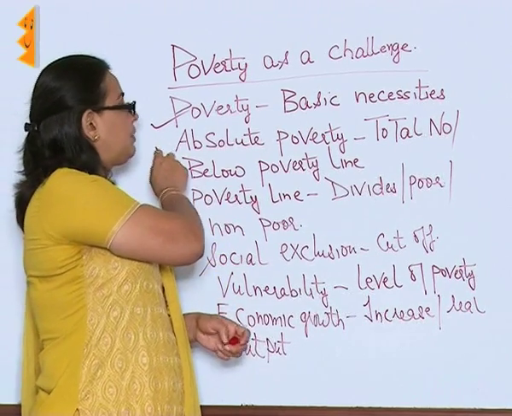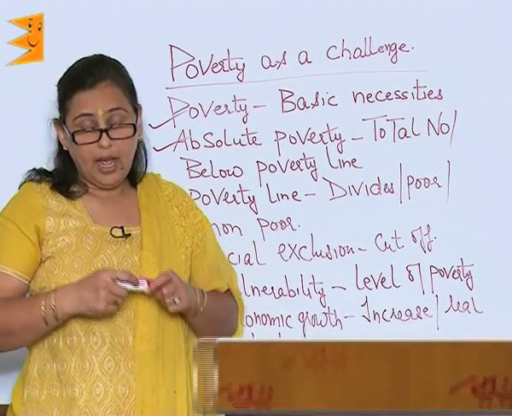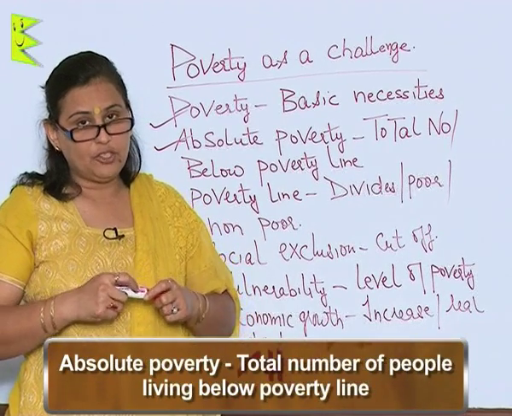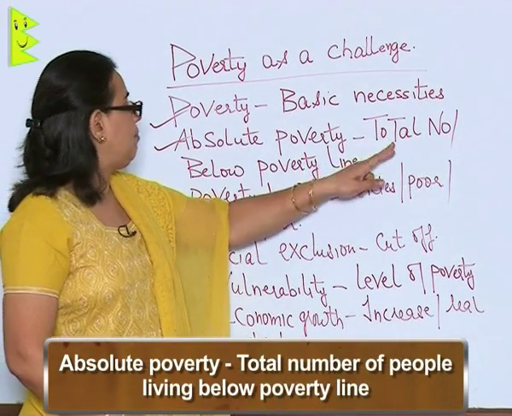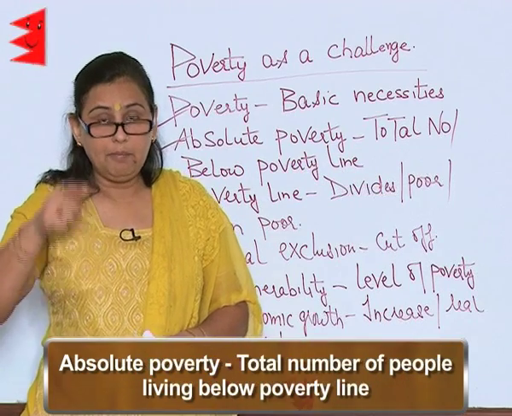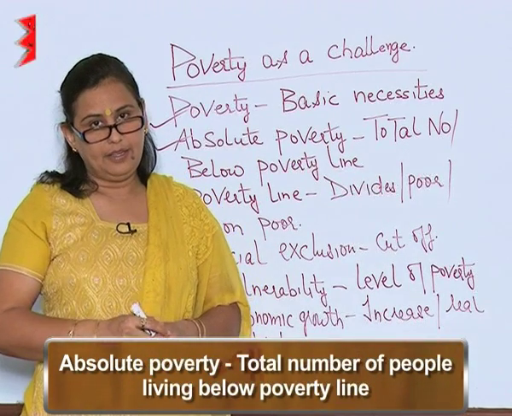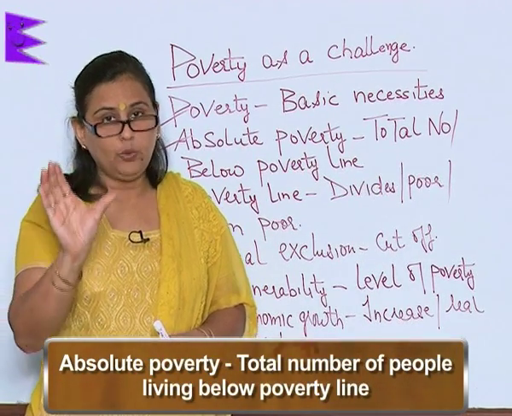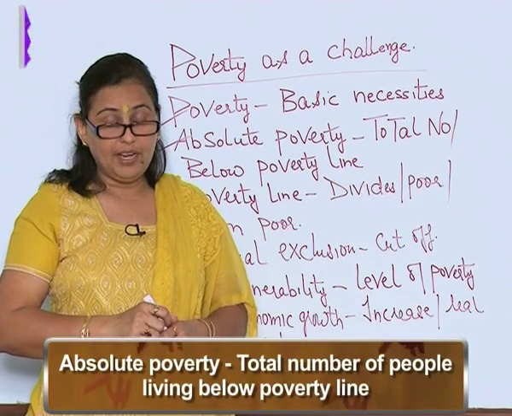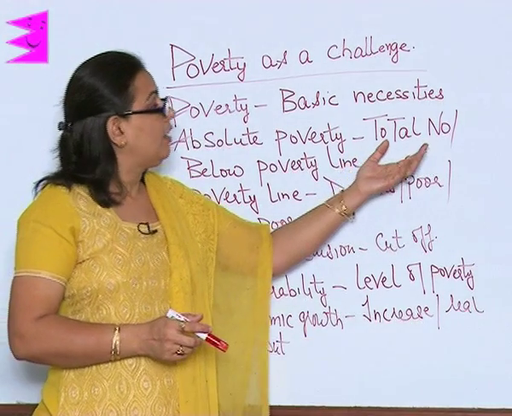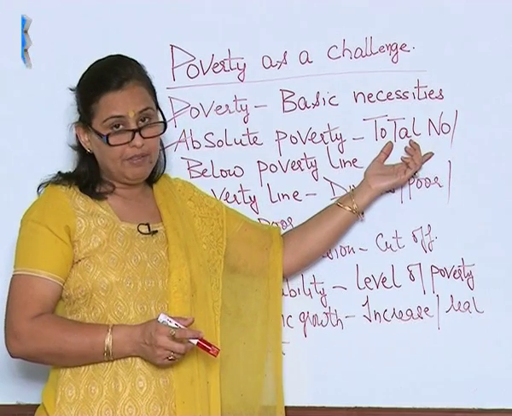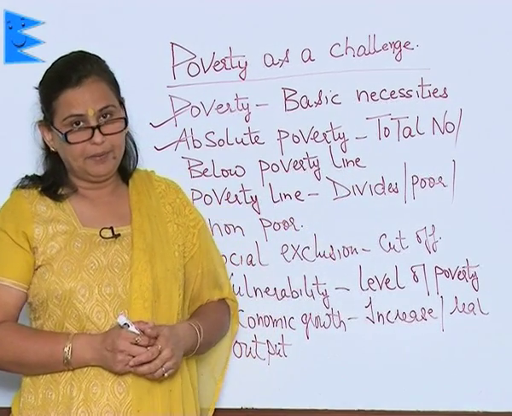Next is absolute poverty. Absolute poverty refers to the total number of people living below the poverty line. That's called absolute poverty. Try to understand that it is the number of people who are living under the poverty line.